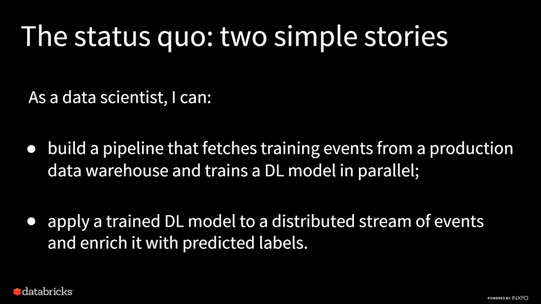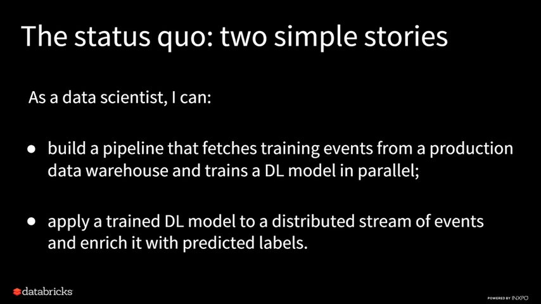So you want to build a pipeline that can fetch training events from a production data warehouse, right? And then you want to train a deep learning model in parallel. You want to do it in parallel because there's tons of training data and it's too slow on a single machine, or you want to do hyperparameter tuning to get a better model. And after you have a trained model, you want to do model inference, right? So the second story here is you want to apply a trained deep learning model to a distributed stream of events.